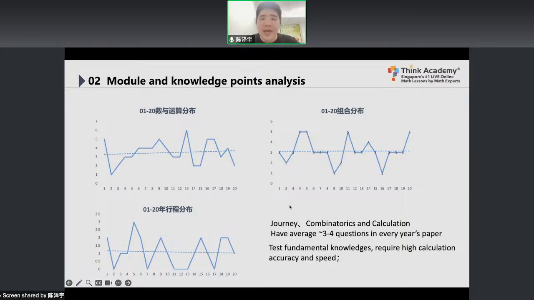For counting and combinatorics, and also the journey problem, these 3 modules are not heavily tested in AMC8. It mainly tests the fundamental knowledge, so simple, easy questions. As long as you have learned the knowledge point, you can solve the question.